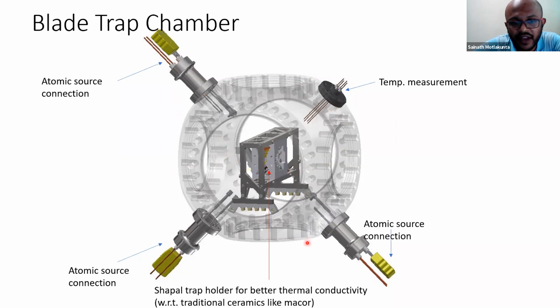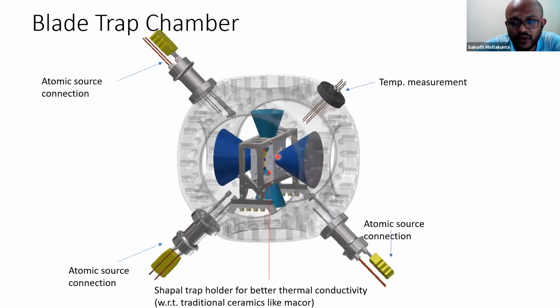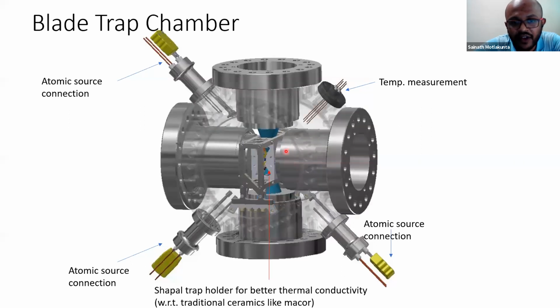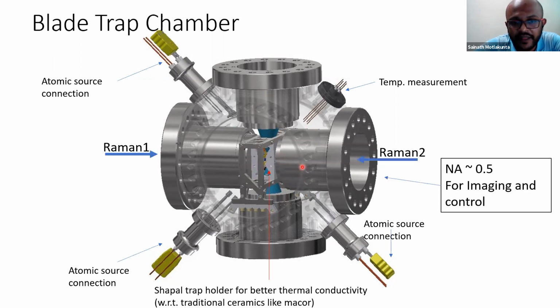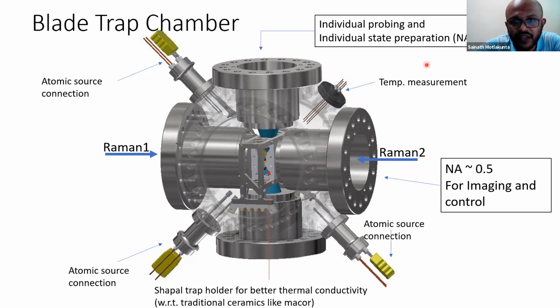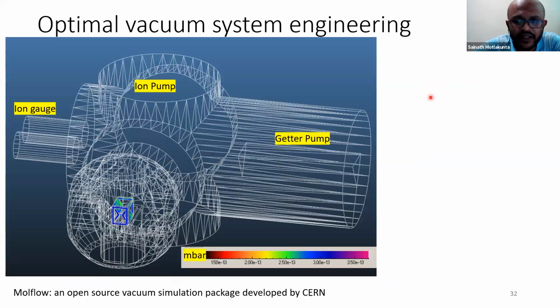We have these 3 yellow feedthroughs that power our atomic sources, and then the system is built to have high optical access in all 4 directions. And then we have 4 recessed viewports so that we can collect light, so that we can place objectives as close to the ions as possible. And the side re-entrants give an NA of 0.5, and the top ones give an NA of 0.3 for probing and state preparation.